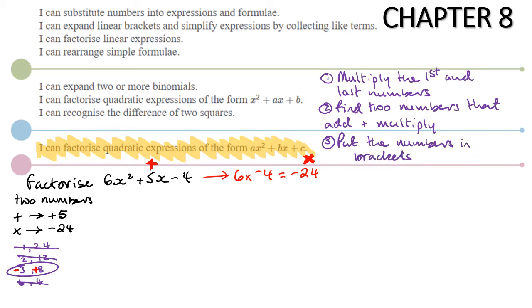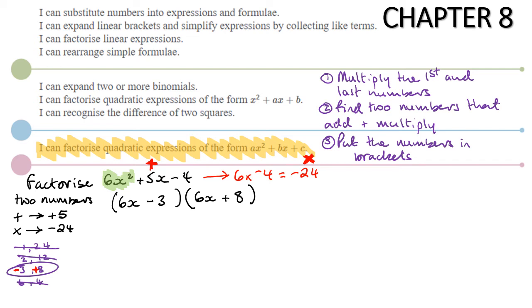Now we do this. Before, in the last example, we put x at the beginning of both brackets, but we don't have x at the beginning. In this question, I have 6x squared. So what do I put at the beginning of both brackets? 6x. If that said 3x squared, I'd put 3x. If it said 2x squared, I'd put 2x. Then I'll put my two numbers in, -3 and +8.